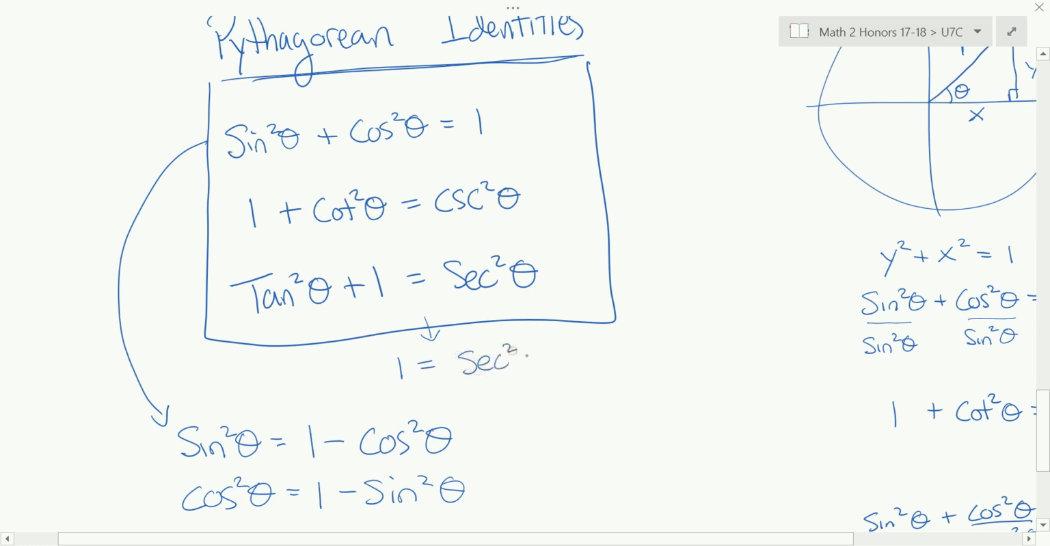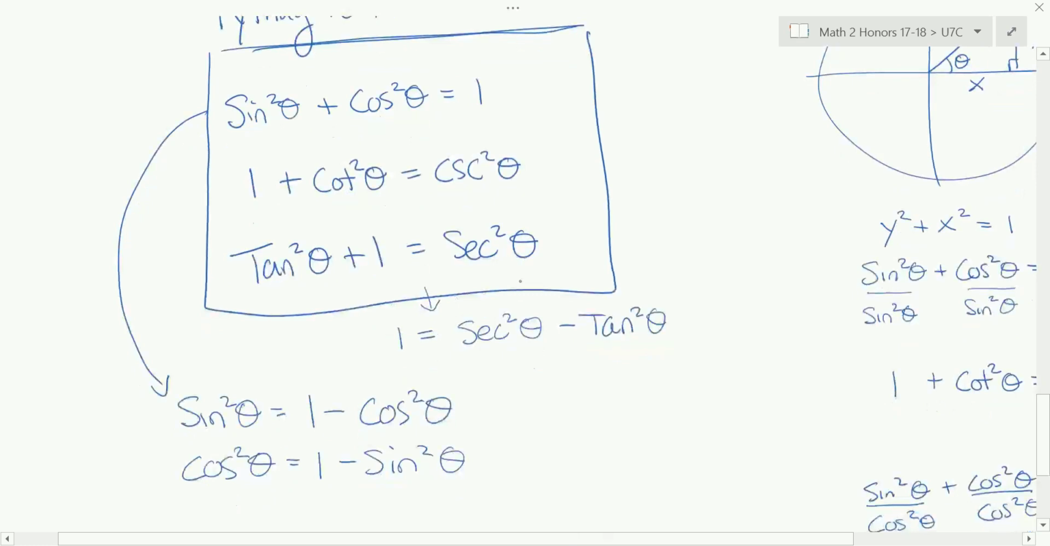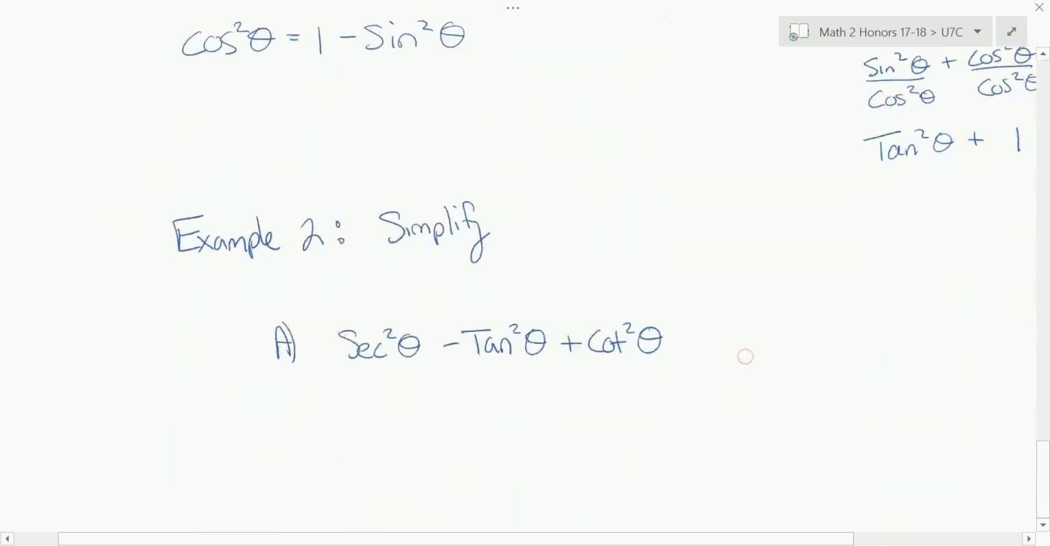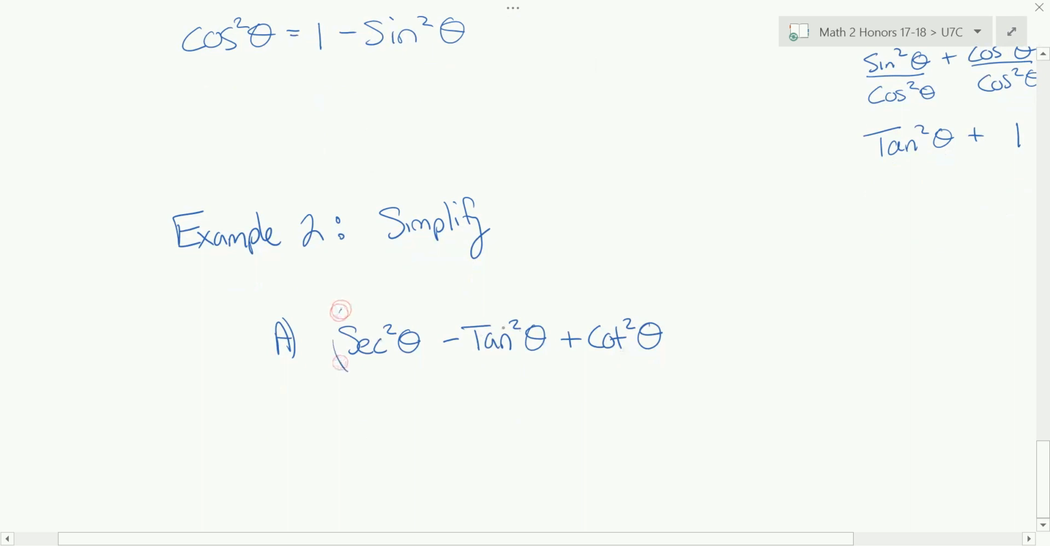Secant squared theta minus tangent squared theta. So I just subtract tangent squared from both sides. And that's what we have. Secant squared theta minus tangent squared theta equals 1. So I can go to this problem, and I can replace this piece right here with just a 1. So now I'm down to 1 plus cotangent squared theta.